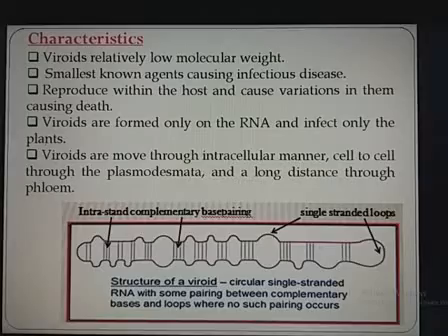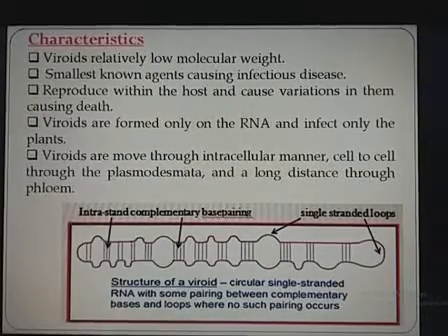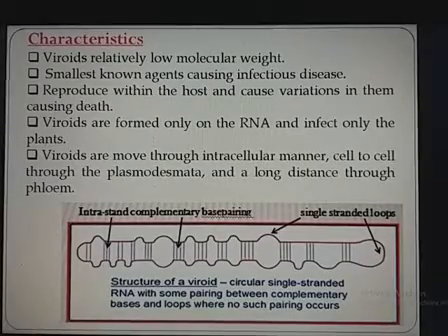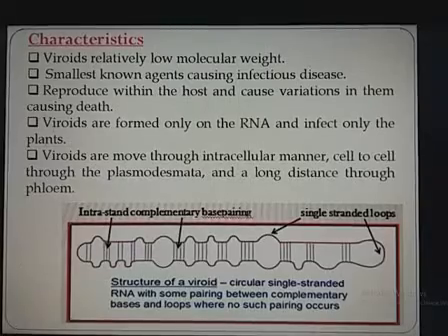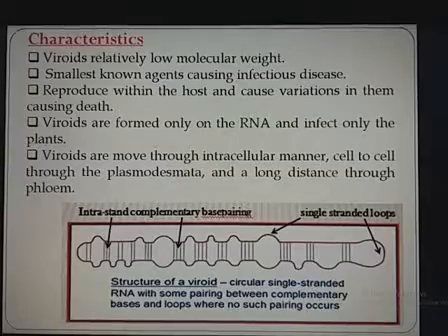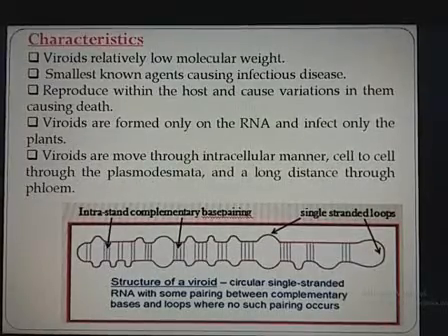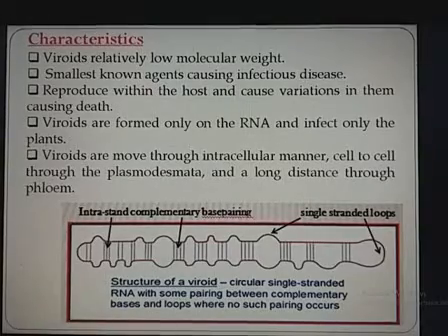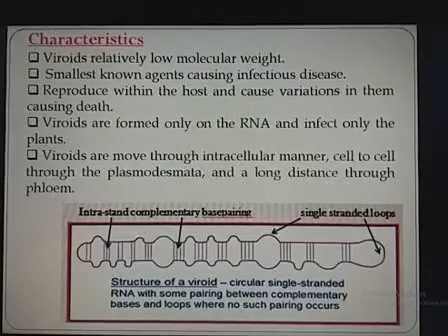Now, the characteristics. Viroids are very low molecular weight RNA molecules, and obviously it is the smallest known agent causing any kind of infectious disease. It reproduces within the host and causes variation in them, leading to the death of that plant. Viroids are formed only of RNA and infect only plants. Viroids move cell to cell through plasmodesmata, and long distance through phloem.